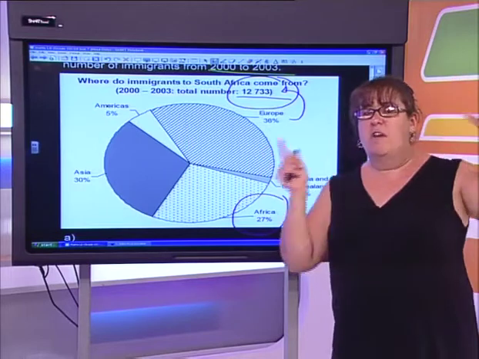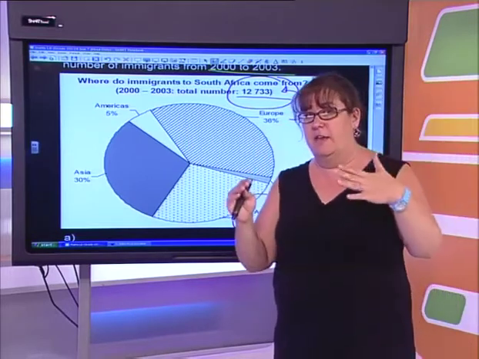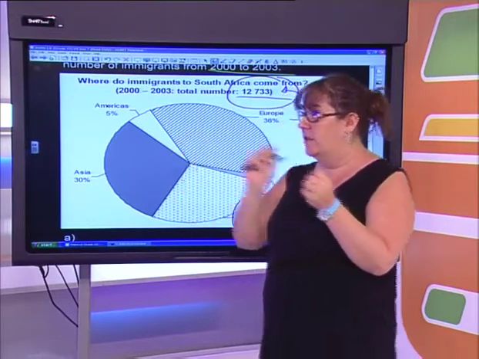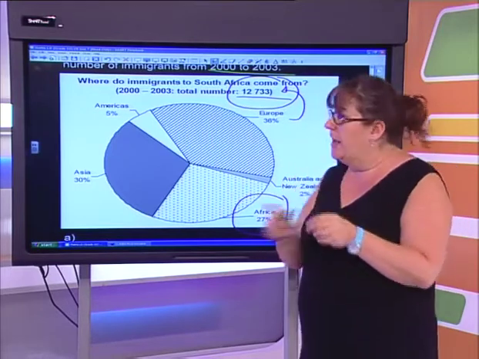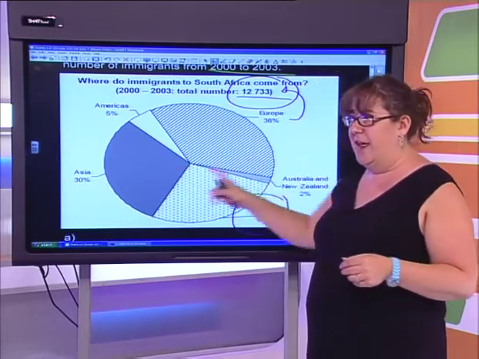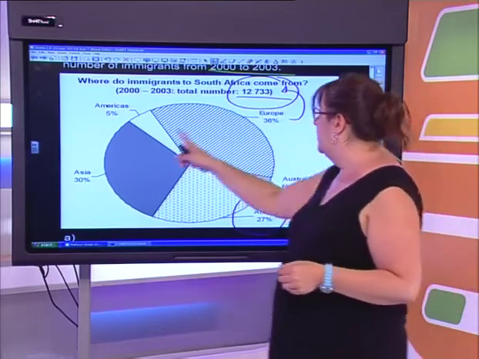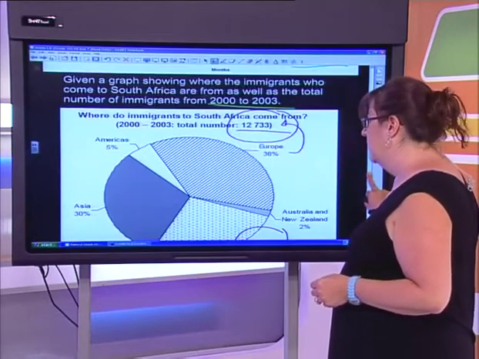Now, in our graph last week, and I hope you guys can remember, we had a very big portion for other when we were looking at countries, and we were looking at imports. But there we were looking at countries. I think every country on the planet can fit into one of those categories. So we've literally just got all our continents. Okay, let's go see what the questions are.